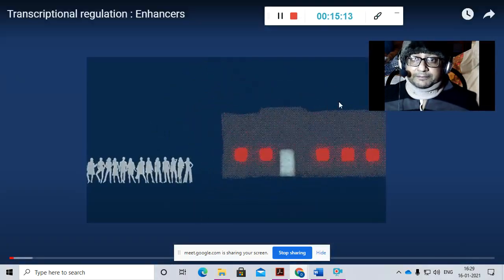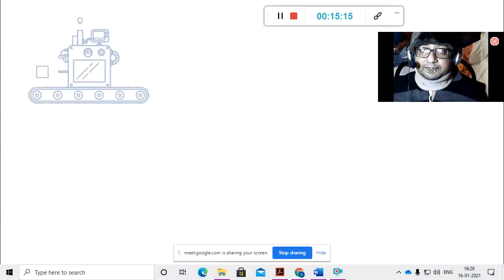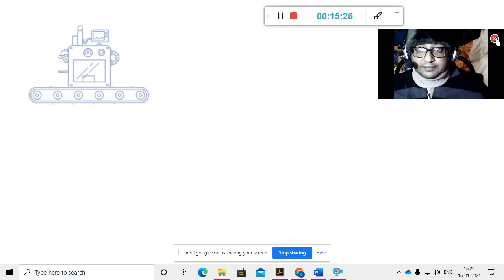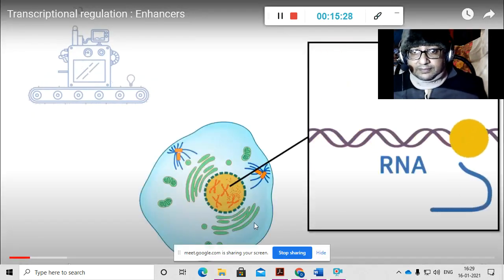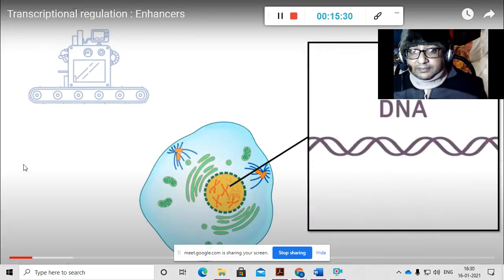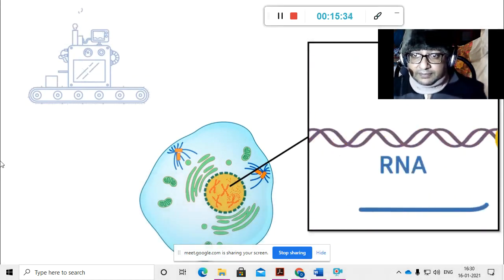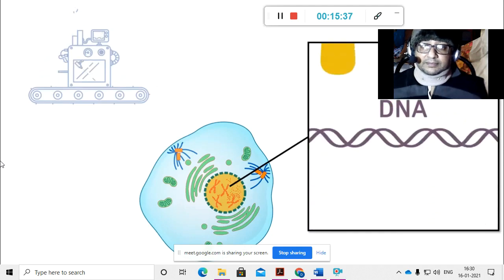Our cell is like a factory. Inside the factory there are several machines producing its product, and this product is going to the market, and the market has a certain demand according to which these machines are producing. Inside the cell also there is a necessity of proteins in order to sustain development, growth, and the physiological processes of a cell.